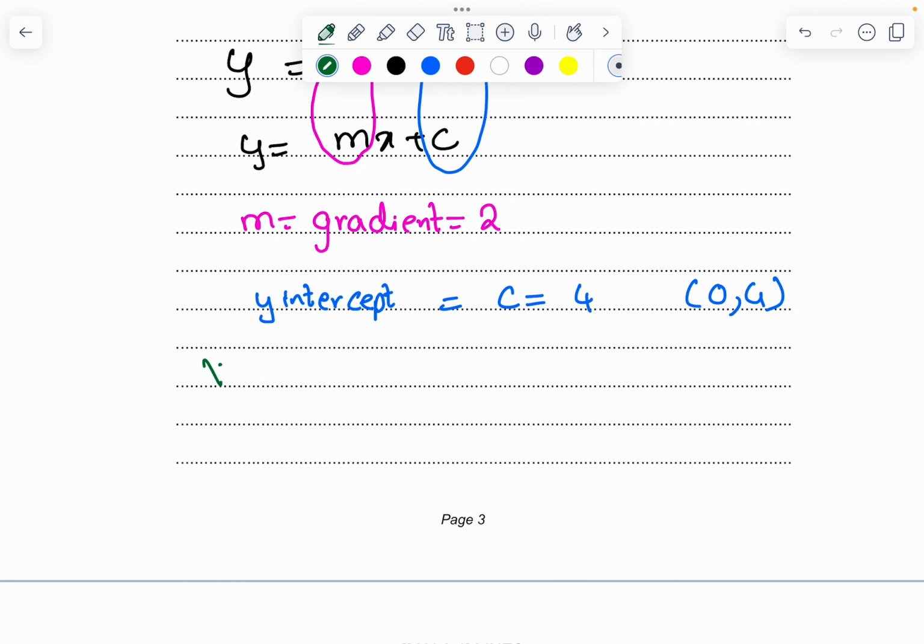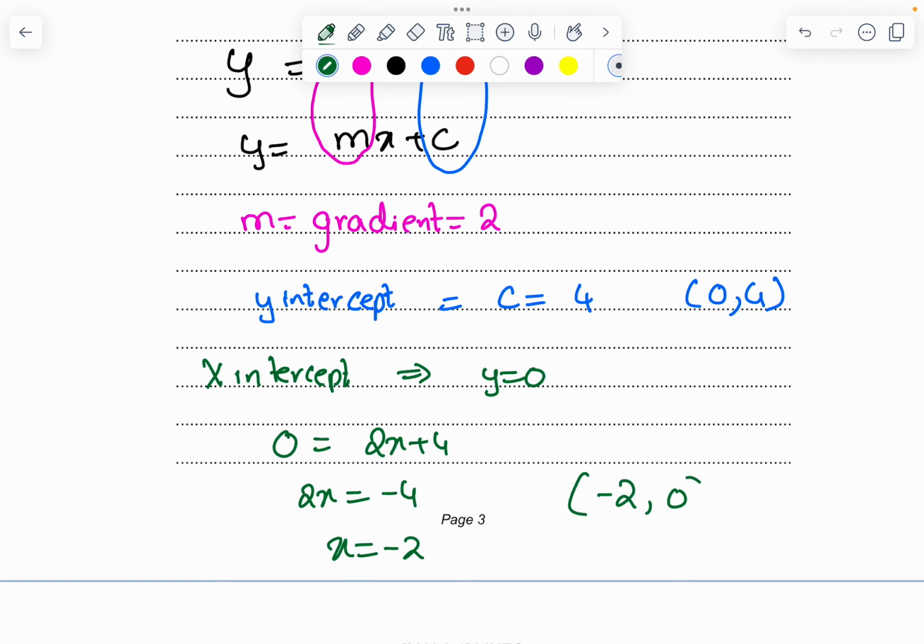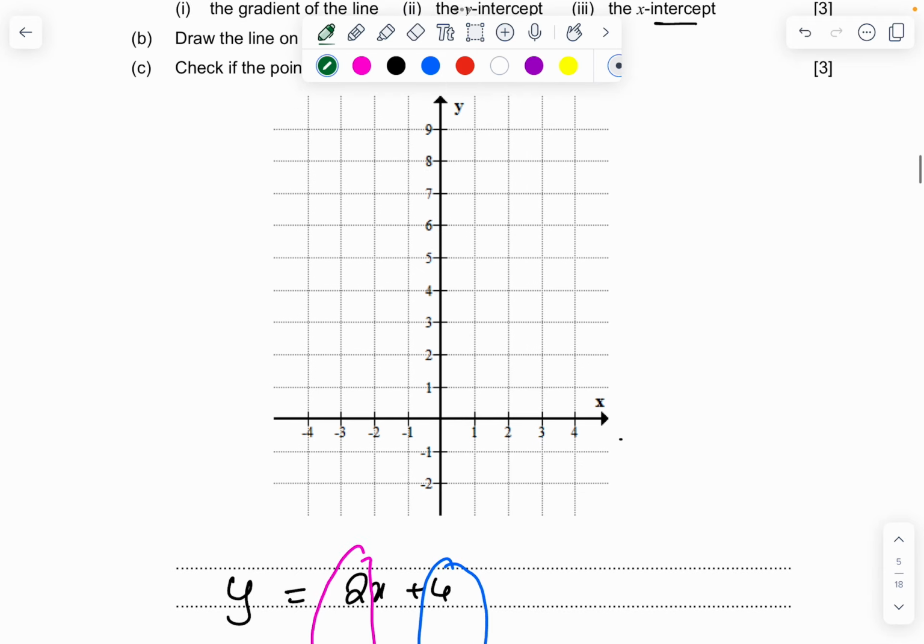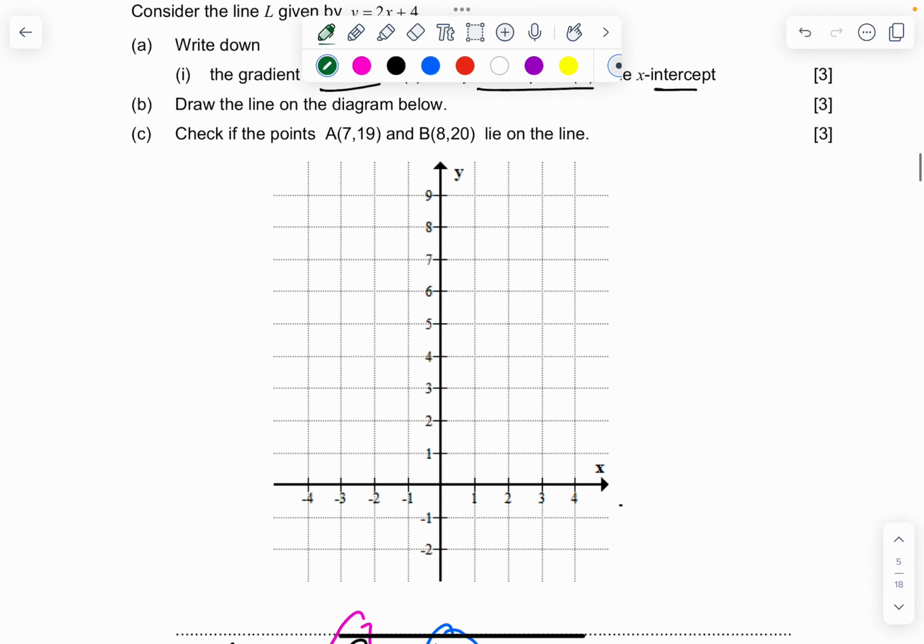Now to find the x-intercept, x-intercept means y equals 0. Remember, substitute y equals 0. 0 equals 2x plus 4, 2x equals negative 4, x equals negative 2. So the x-intercept is negative 2, 0. Draw the line on the diagram. The x-intercept is -2 and the y-intercept is 4. Join those 2 points with a line. This is a straight line.